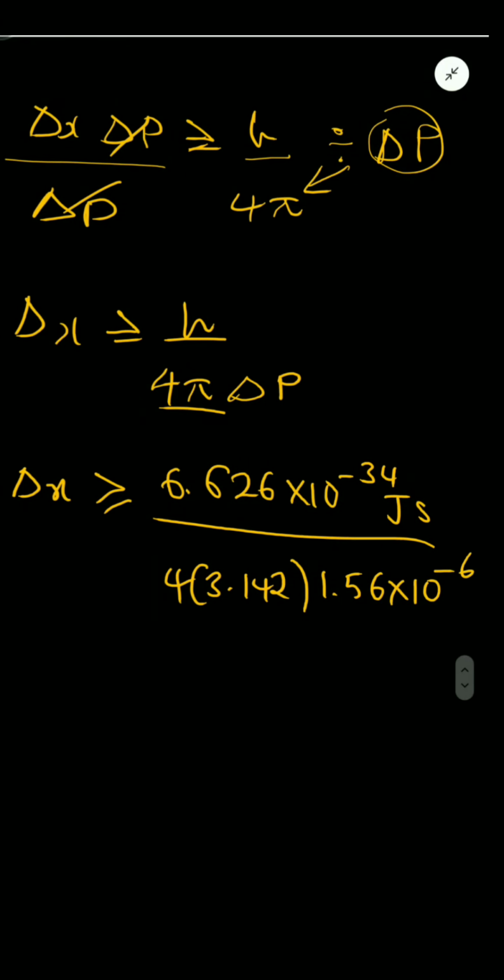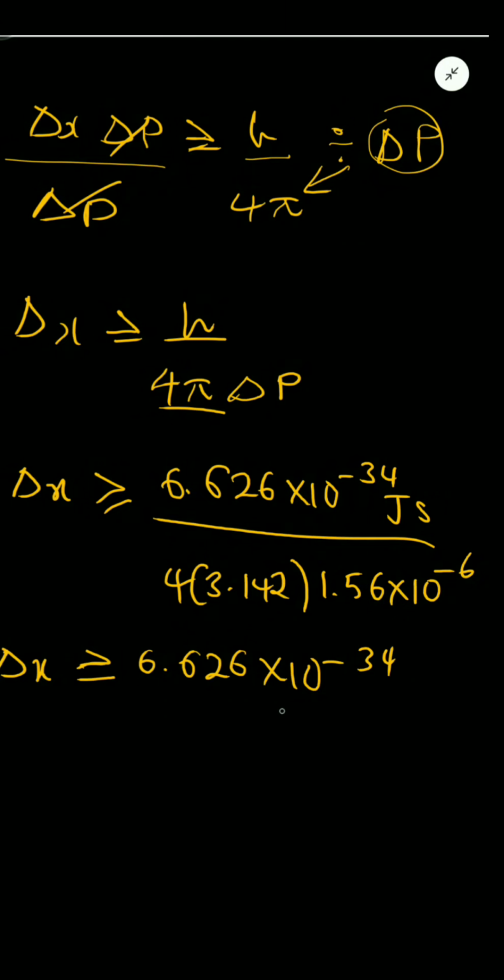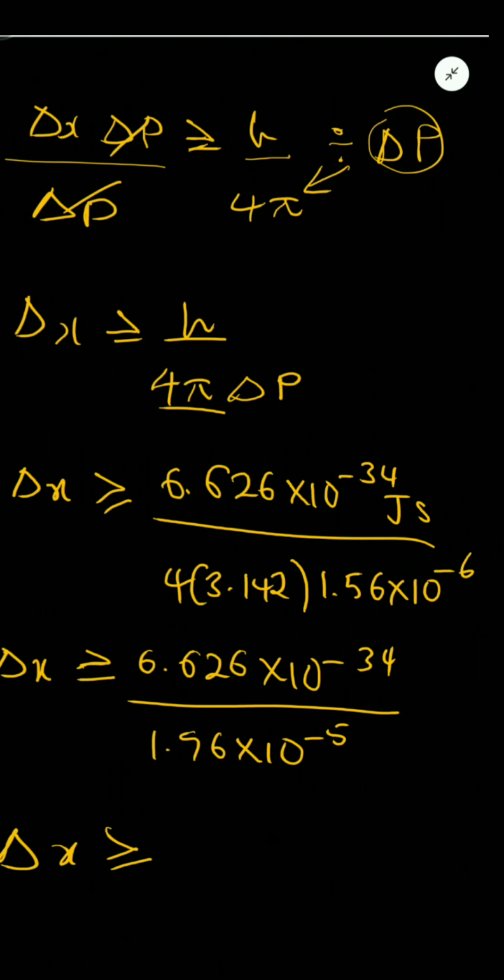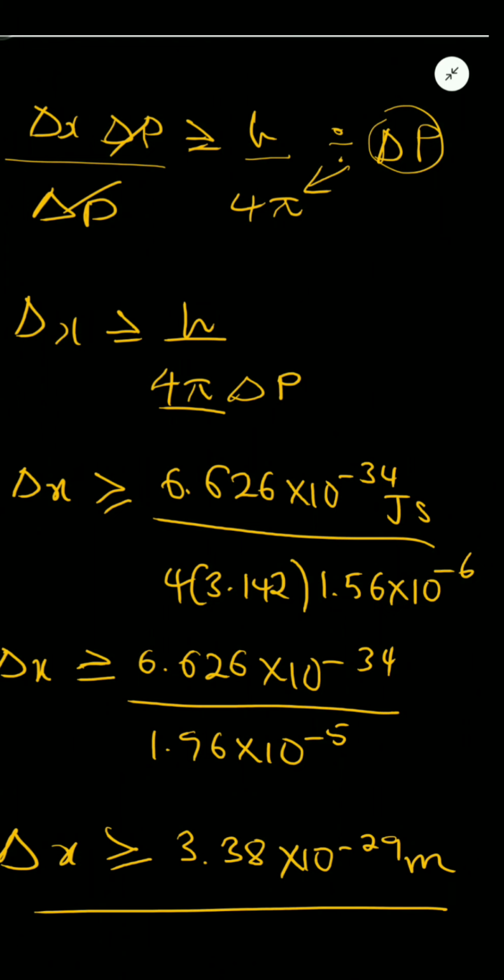So the uncertainty in position would be greater than or equal to the numerator, Planck's constant, written the way it is for now. When we multiply the denominator, we get 1.96 times 10 to the power negative 5. So when we divide, we get that the uncertainty in position will be greater than or equal to 3.38 times 10 to the power negative 29 meters as the solution.